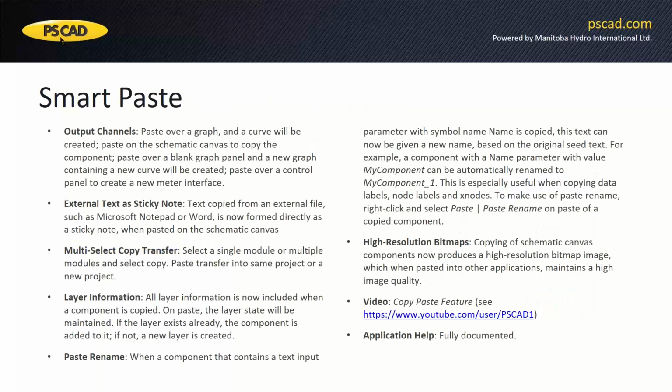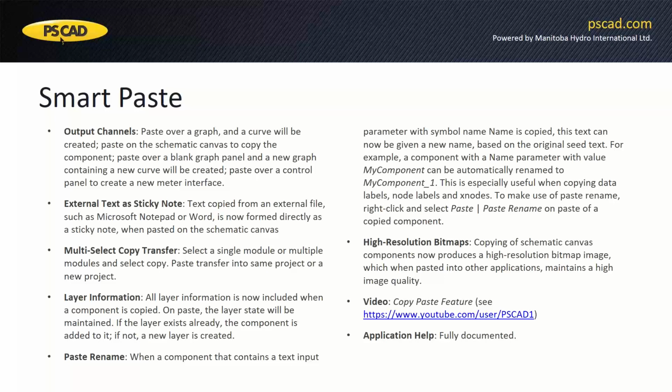Smart paste. The difference between version 5 and version 4 is that now the paste is smarter. In version 4, you would copy something and then you would have to tell PSCAD how to paste it. Now PSCAD knows how to paste it. So if you copy an output channel and paste it on the schematic, it will create a new instance. If you paste the output channel onto a graph, it'll create a curve, that sort of thing. So it knows what you're attempting to do.